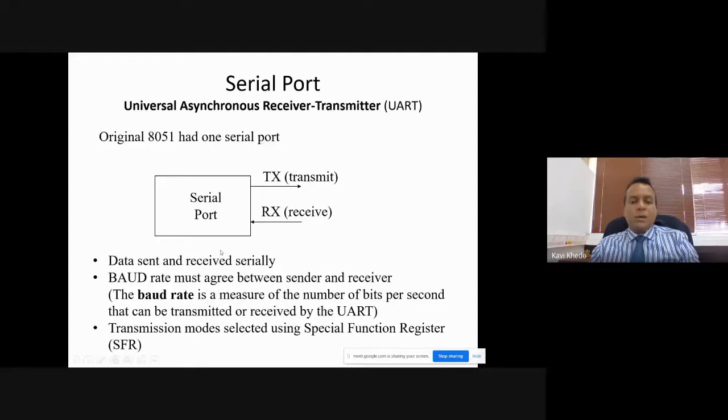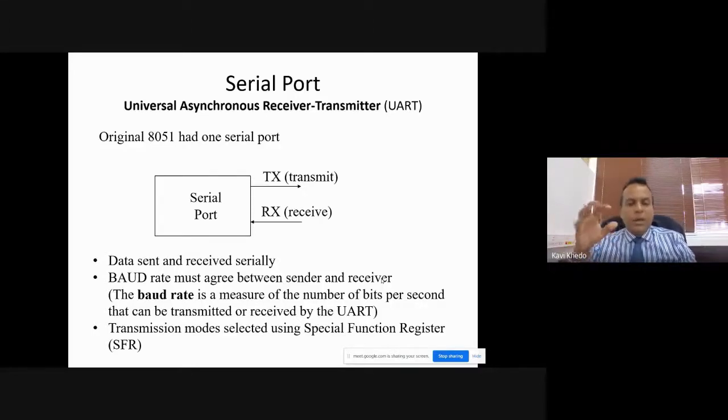Okay, when you use a serial port, something very important, and you will encounter this in the lab when we're doing the programming, is the baud rate. The baud rate must agree between the sender and the receiver. For example, when you're downloading a program from your laptop to your microcontroller, your laptop and your microcontroller should agree that they will be transmitting and receiving at the same baud rate.